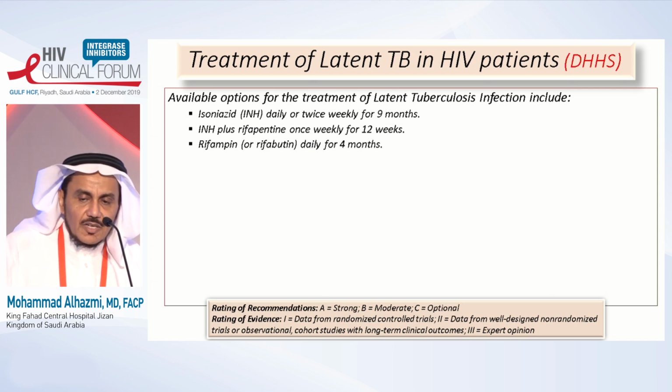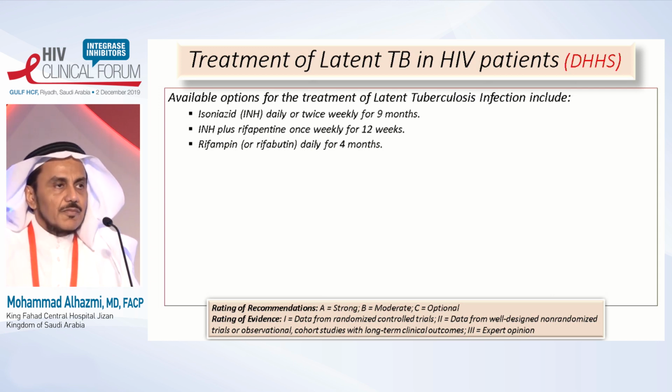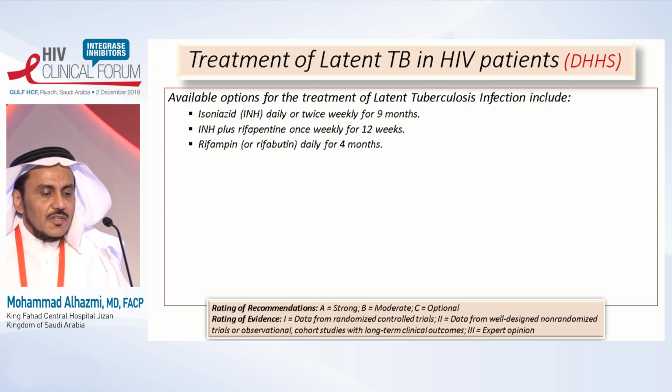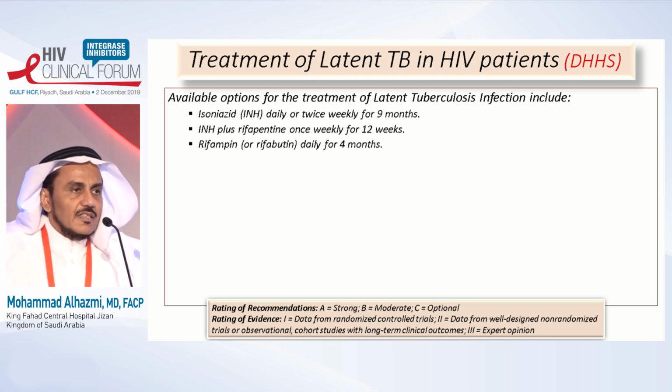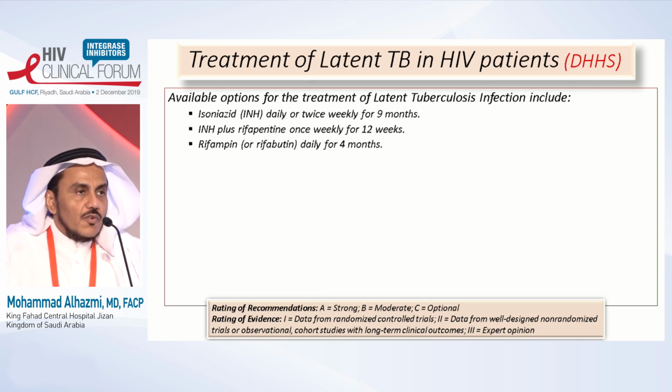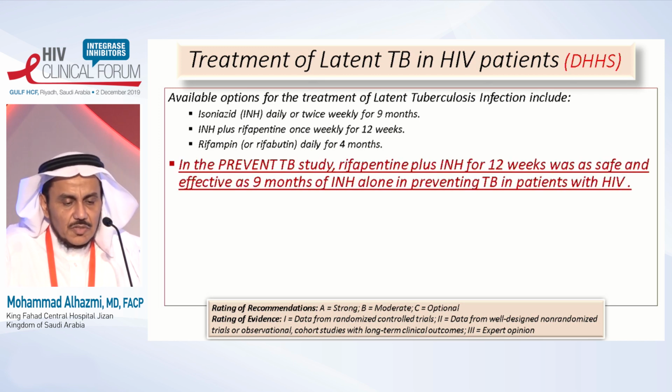Treatment of latent tuberculosis offers hope, because we can prevent the development of active tuberculosis. We have isoniazid. The INH plus rifapentine is not yet available in the kingdom. The rifapentine is not yet available. The rifampicin for 4 months is also available, but we know the drug-drug interaction with tuberculosis treatment.